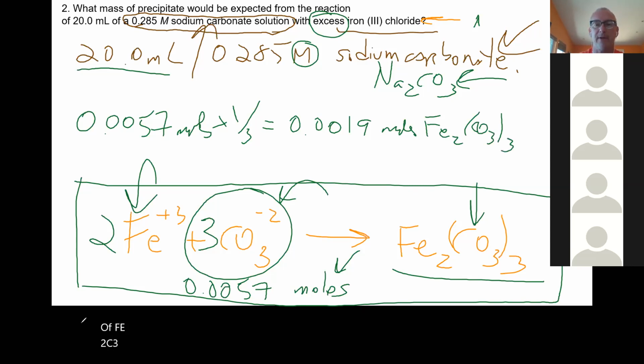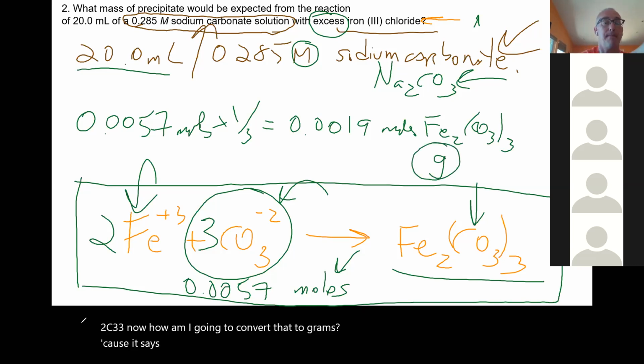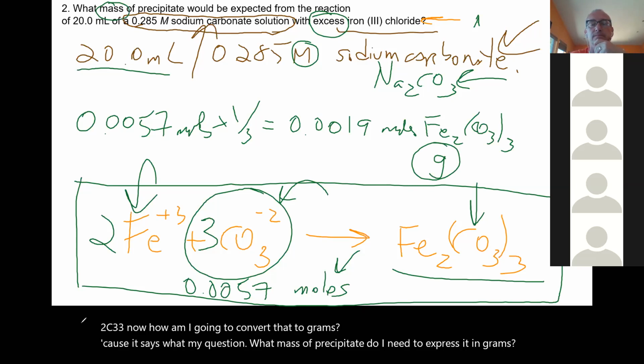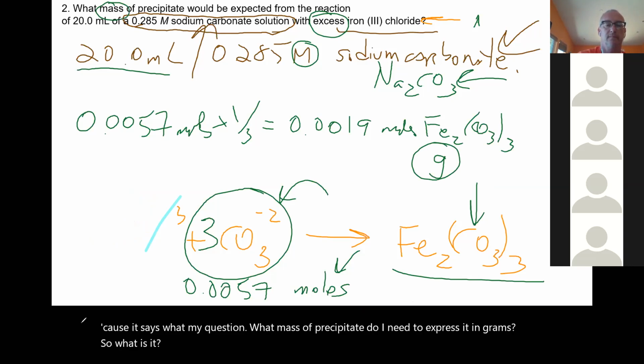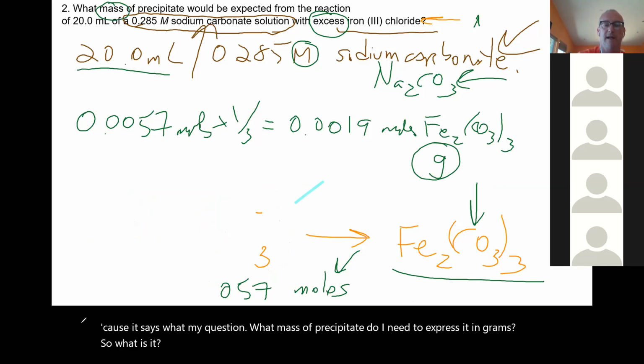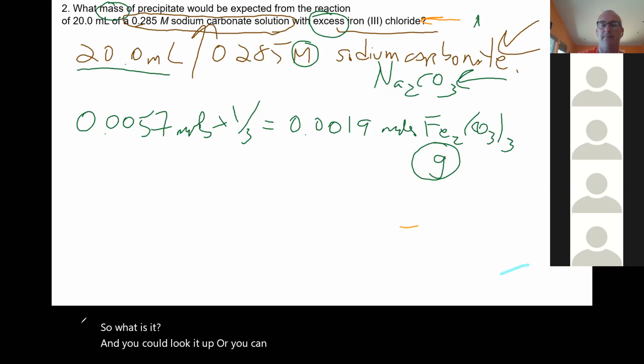Now, how am I going to convert that to grams? Because my question is, what mass of precipitate? So I need to express it in grams. You have to find the molar mass of the product. So what is it? You could look it up or you can calculate it. I like looking things up because I am lazy.